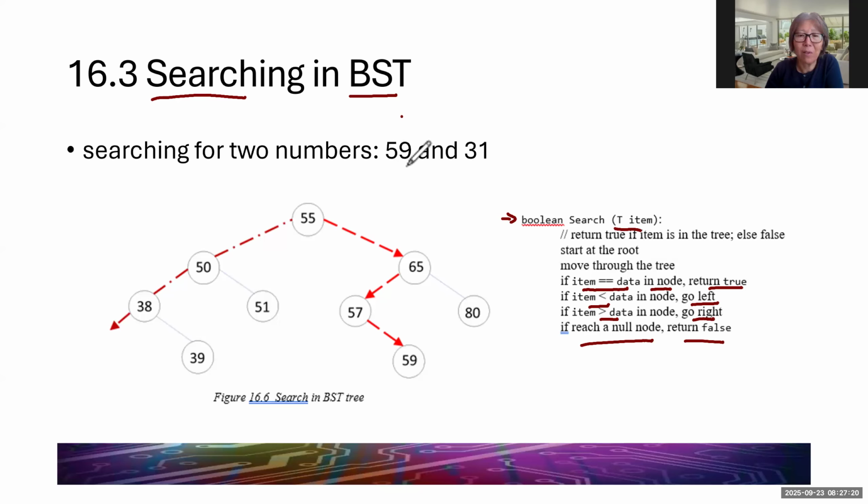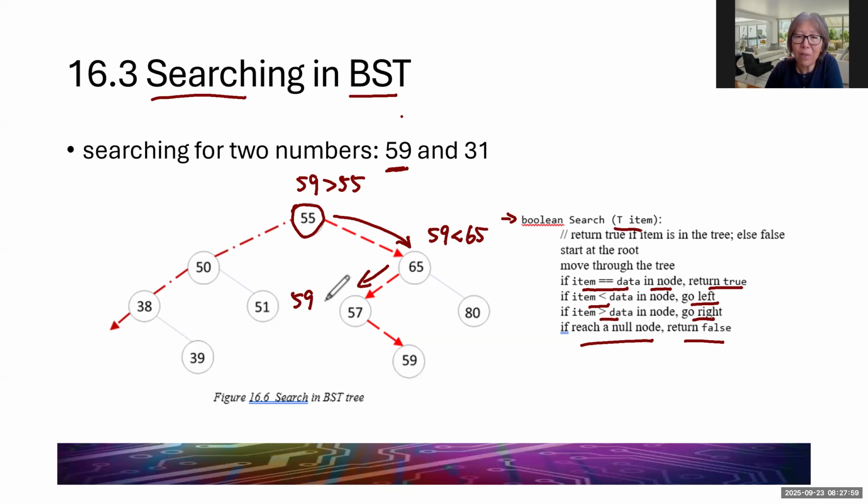So let's take a look. First, let's see how we find 59. We start at the root node 55 and compare 59 with 55. It's greater than 55, so we follow its right child. The right child is 65. Then you compare with 65 and find it's less than, so we follow its left child. So we come to 57.